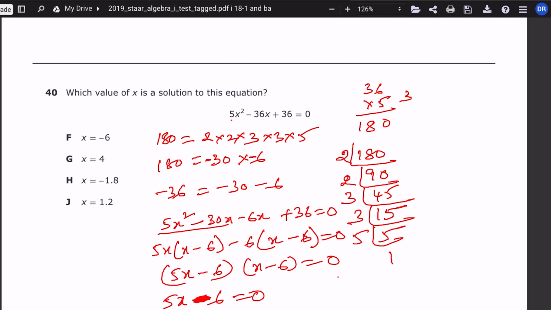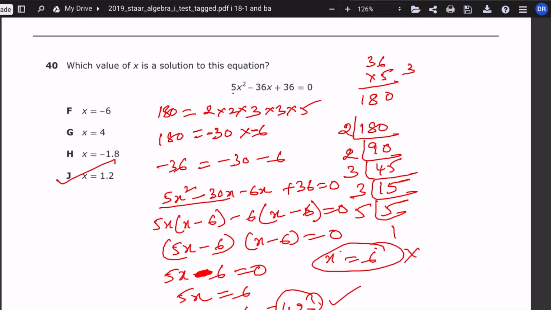So 6 by 5 is nothing but equal to 1.2. So here you are getting the answer. x is equal to 6 is not there in the options. Therefore x is equal to 1.2 is there. Therefore x is equal to 1.2 is the answer. So this 1.2 we are taking. This you don't have, this you are having. So 40th, J is the answer.